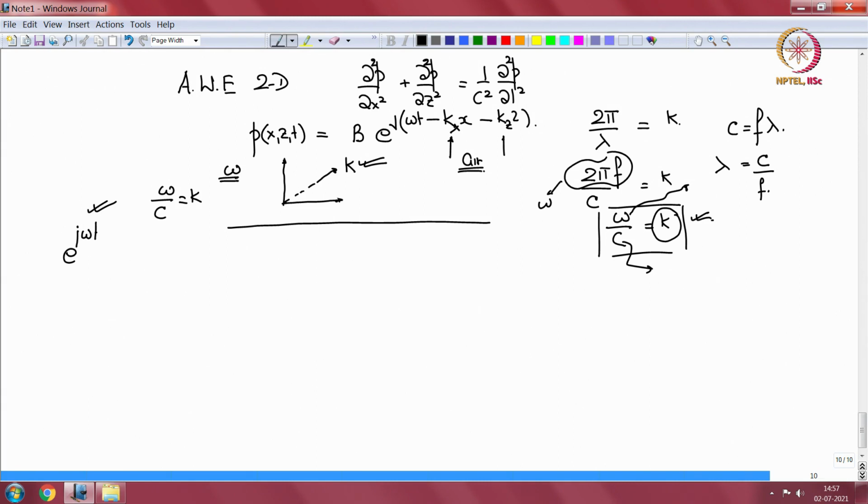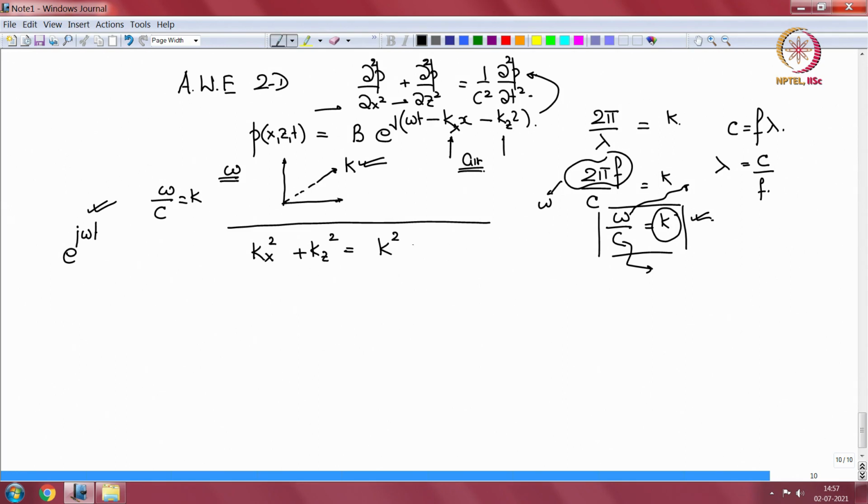Now if I substitute this supposed solution into my original partial differential equation, you can see I have two x derivatives, two z derivatives, and double time derivatives. So that will actually give me, without full derivation I will tell you, that kx square plus kz square is equal to k square. You can try it out, you will get this.